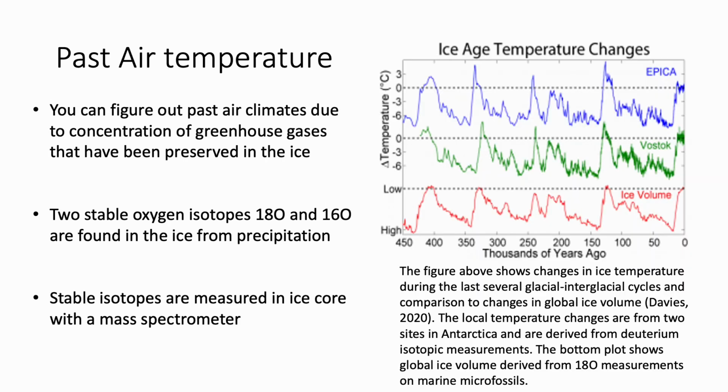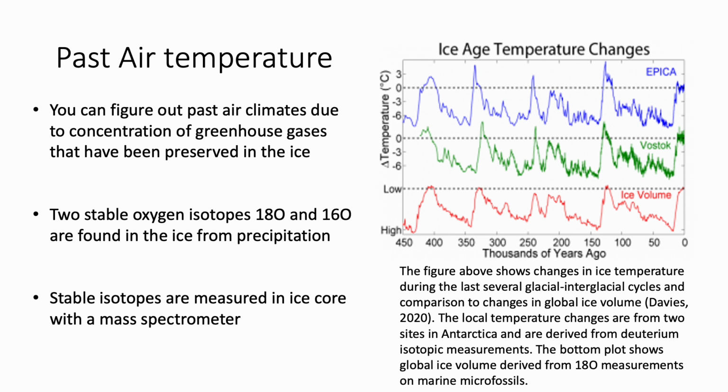You can also use ice cores to figure out past air climates. This is due to the concentration of greenhouse gases such as carbon dioxide and methane that have been preserved in the ice. We use two stable oxygen isotopes which are found in ice, which are 18 oxygen and 16 oxygen. And these, as well as hydrogen, are trapped in the ice from precipitation and therefore are trapped in the ice cores. The stable isotopes are measured in the ice cores with a mass spectrometer, which shows the change in concentrations of the isotopes through time, and this shows a detailed record of the temperature change.